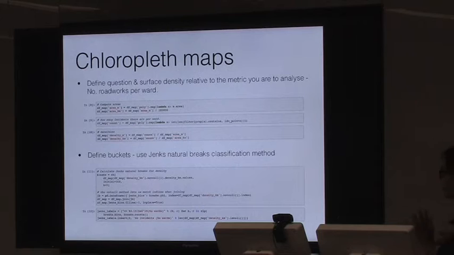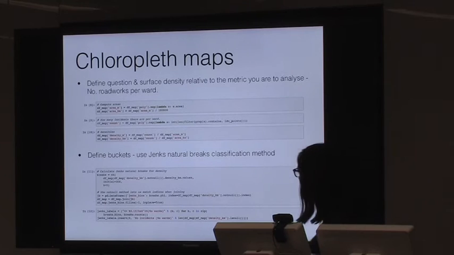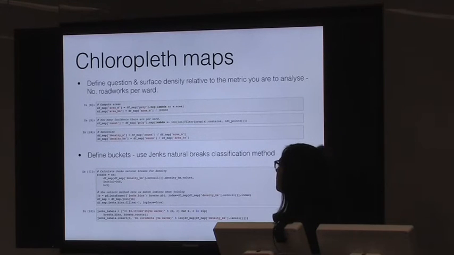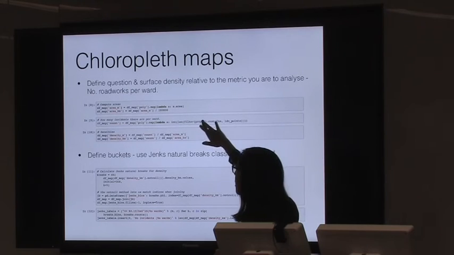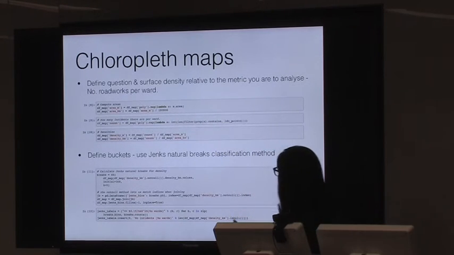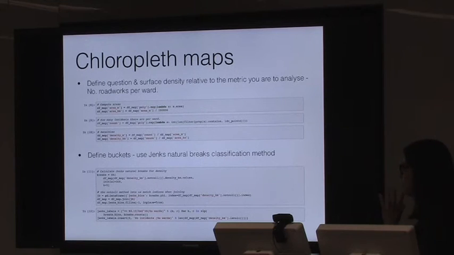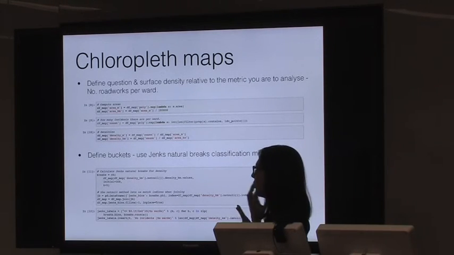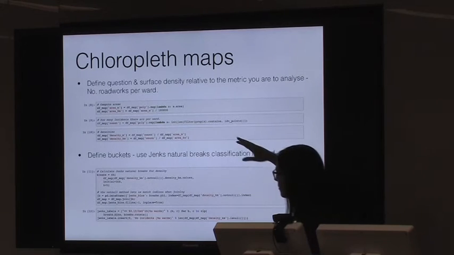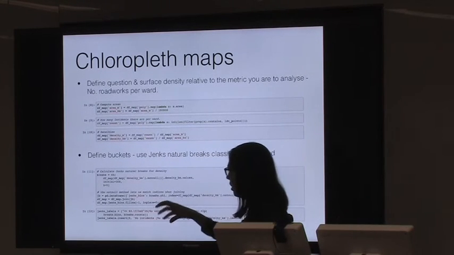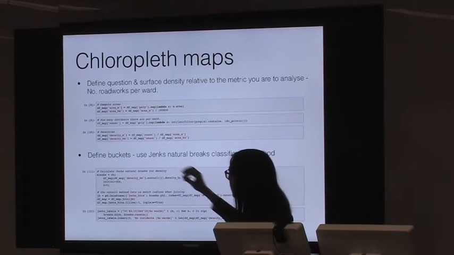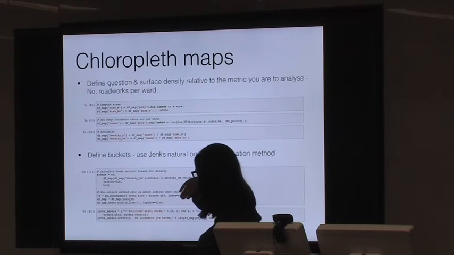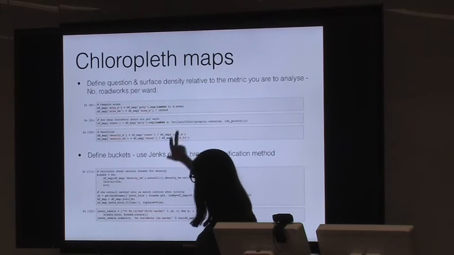Then you can move on and do choropleth maps, which are super popular and you can find online everywhere. So what do you do here? The pipeline is usually you define a question and the surface density relative to the metric you are going to analyze. That's probably one of the most important parts: what is the metric that I want to look at and what is the relative density? If this is going to be number of roadworks per ward, then I have to look at the area of each shape that I'm going to be looking at. So I just add the areas to my map data frame, I do some count, and then I compute the densities.